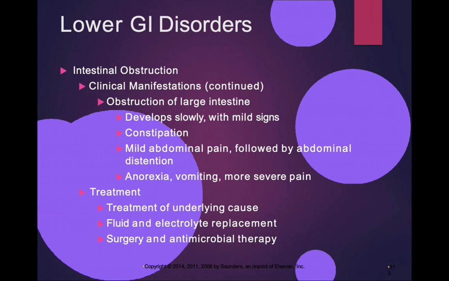The clinical manifestations if you have an obstruction of the large intestine develop slowly with mild symptoms. You'll often see constipation. There'll be mild abdominal pain followed by the distension, and then anorexia, vomiting, and more severe pain. And the treatment is really treating the underlying cause, monitoring the fluid intake and the electrolyte balance to replace them, surgery, and antimicrobials if needed.